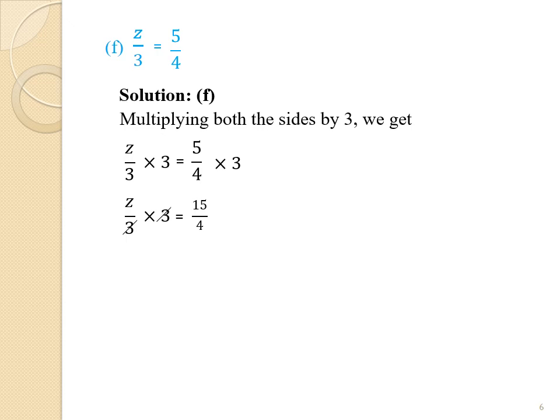By doing so, we get Z equals to 15 upon 4. Converting 15 upon 4 into mixed fraction, we get Z equals to 3 integer 3 upon 4. So, Z equals to 3 integer 3 upon 4 is the solution of Z upon 3 equals to 5 upon 4.